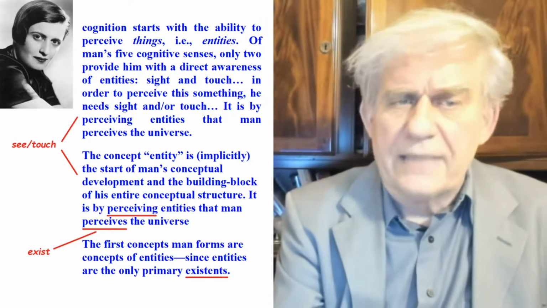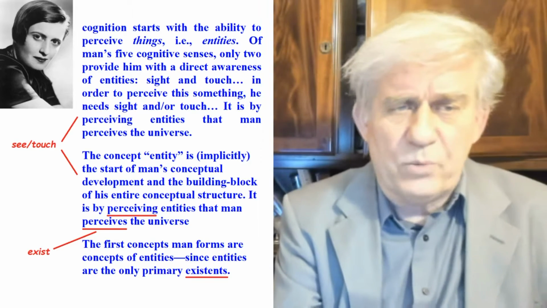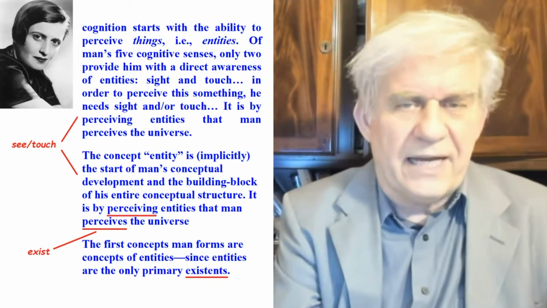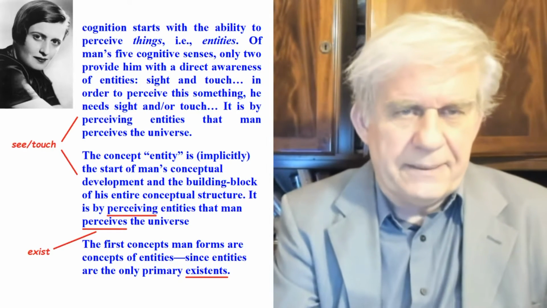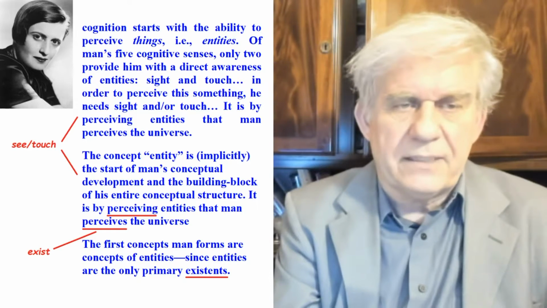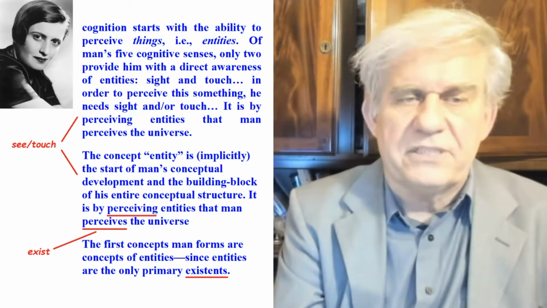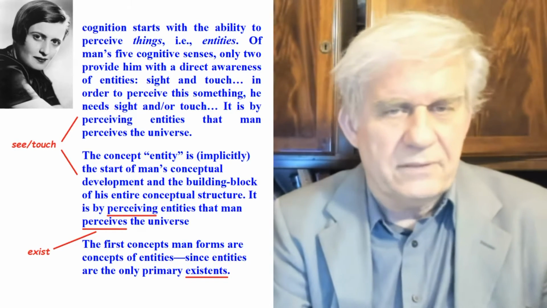Of man's 5 cognitive senses, again, she's talking about senses, right? Only 2 provide him with direct awareness of entities, sight and touch. So she's going to introduce sight and touch in her notion of entity, of thing. In order to perceive this something, he needs sight and touch. It is by perceiving entities that man perceives the universe. So she's going to introduce see and touch, no doubt about it.